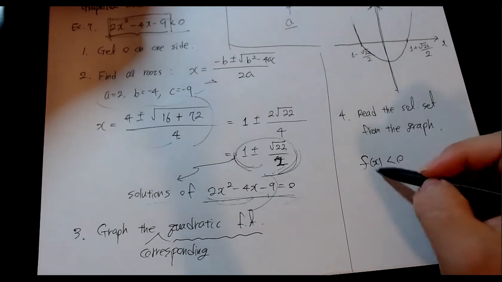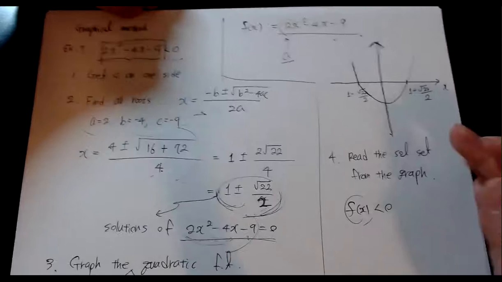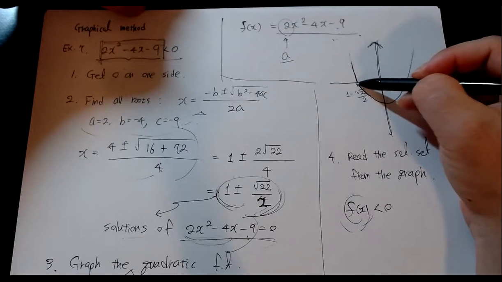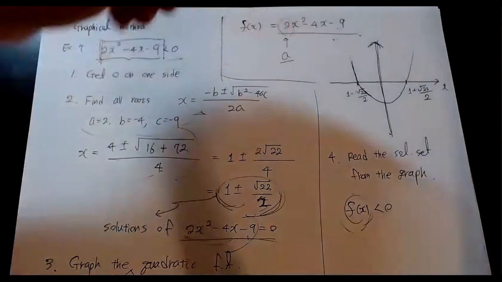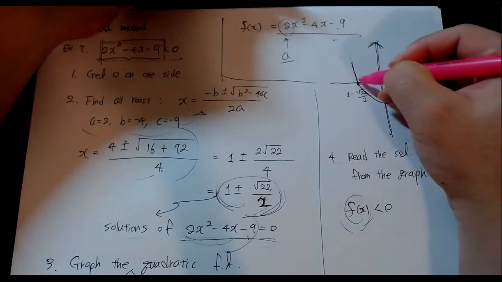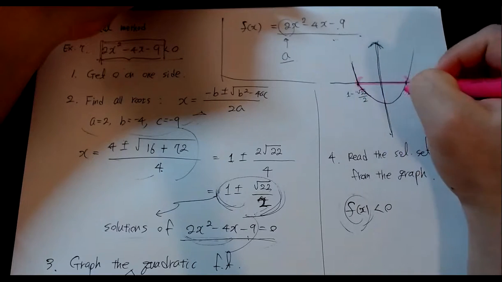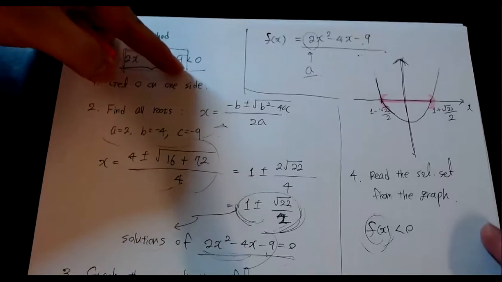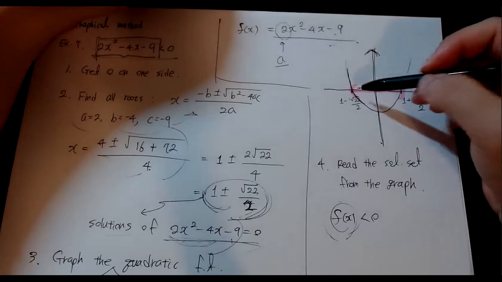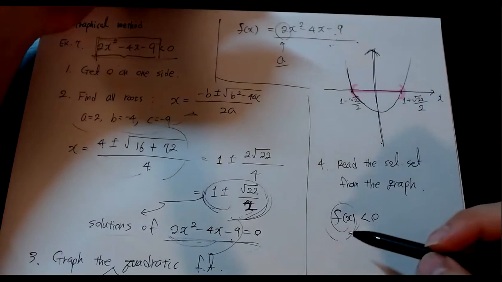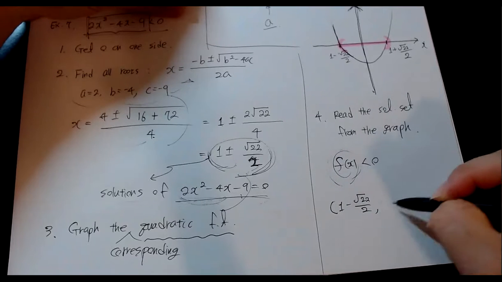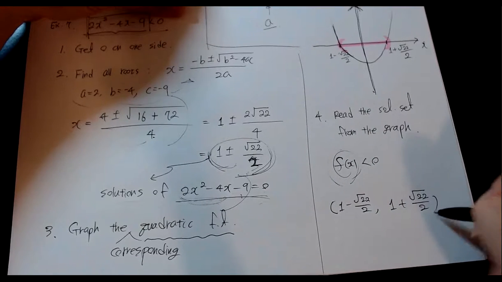But f of x means the y value, right? So we want to find the interval on the x-axis where the y value is less than 0, which is here, right? From 1 minus square root 22 over 2 to 1 plus square root 22 over 2. So it's open, right? Because the inequality doesn't contain the equal sign. So from here to here, since the graph is below the x-axis, f of x must be less than 0. So the answer is 1 minus square root 22 over 2, comma, 1 plus square root 22 over 2.